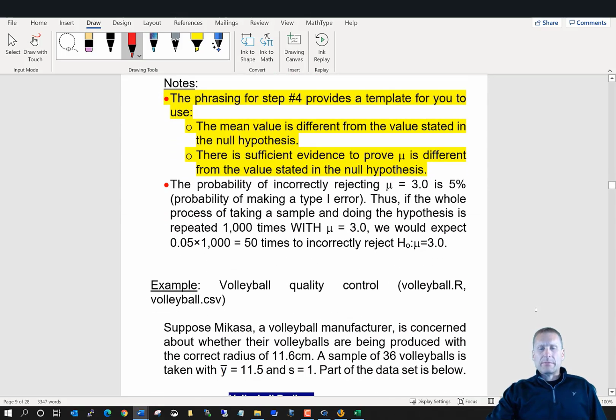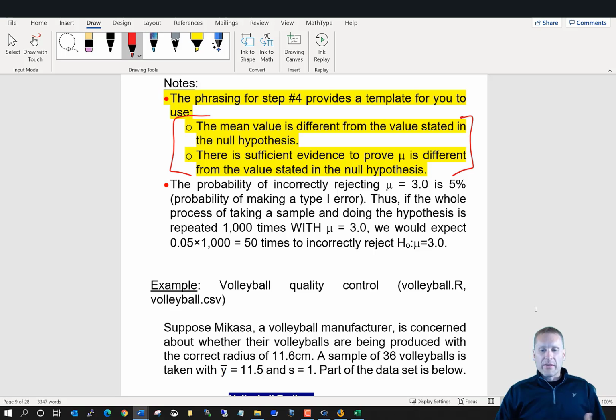Here are some notes. So the phrasing that I use in step number 4 essentially provides a template for you to use. This is often one of the places where students have problems in terms of wording that correct conclusion in that last step. And so what I've done is I've written out that phrasing in a way that's more generic here, and then you need to make it less generic. How about that? That would be a good way to put it.